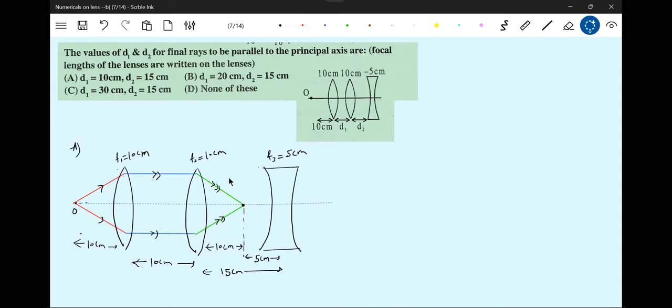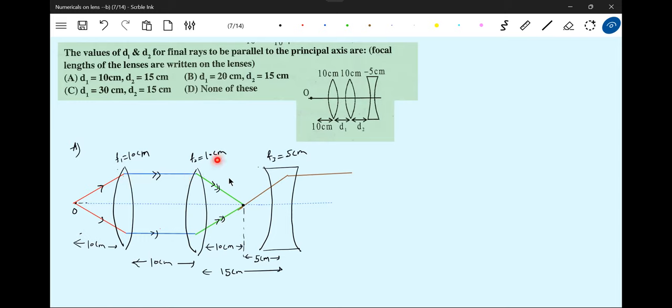Now you see this one. The ray, now they'll not stop here only, no, they'll further proceed. They further proceed. Now this will become like a virtual, this will be object. So after refraction, this is 10 centimeters. Rays will become parallel.